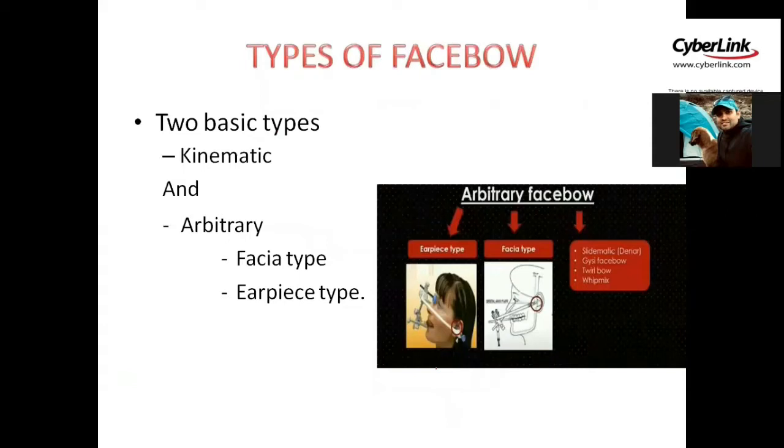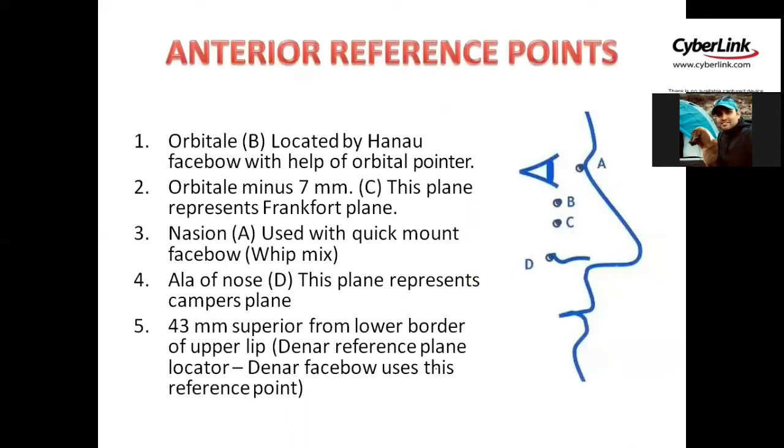Now there are various types of facebows. There are two basic types: one is kinematic and the other is arbitrary. Arbitrary are of different types: fascia type, earpiece type, slide-o-matic type, Gysi facebow, Twirl bow, and Whip Mix facebow. First we will discuss the anterior reference points and posterior reference points. Then we will discuss all the facebows one by one.